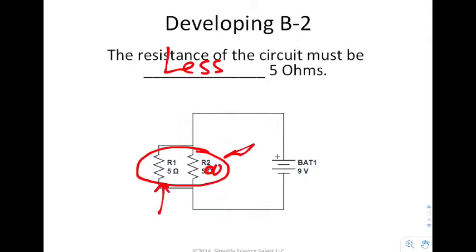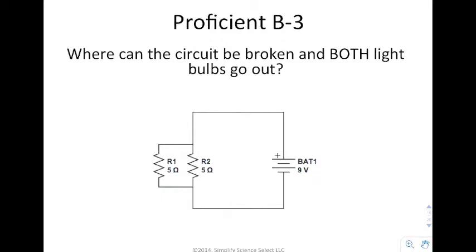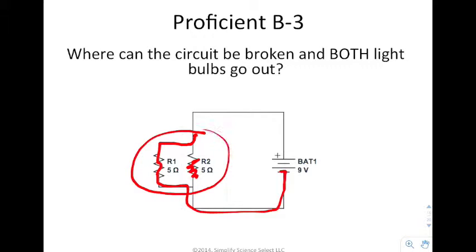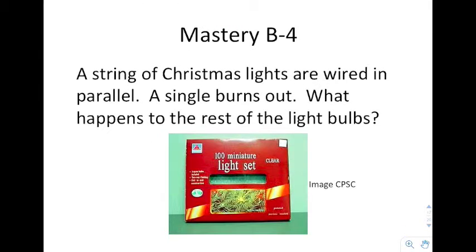So if this was 5 and this was 500, the resistance would have to be less than the least resistor value. Where can the circuit be broken and both light bulbs go out? If I were to break the circuit right here, the charge would still be able to flow this way to the other end of the battery. Because of that, I can't break the circuit anywhere where there's a parallel combination. I have to break it somewhere else. I could break it here or I can break it here, but I cannot break it where there's a parallel connection and have both bulbs go out.